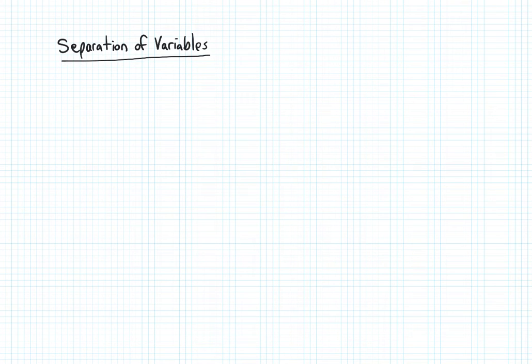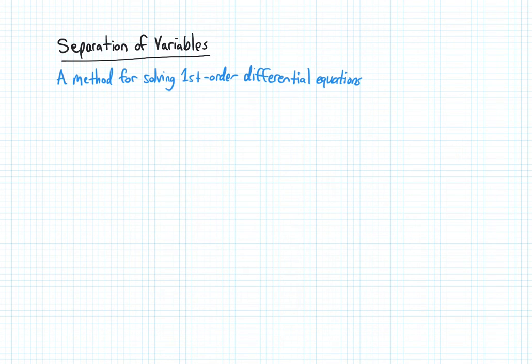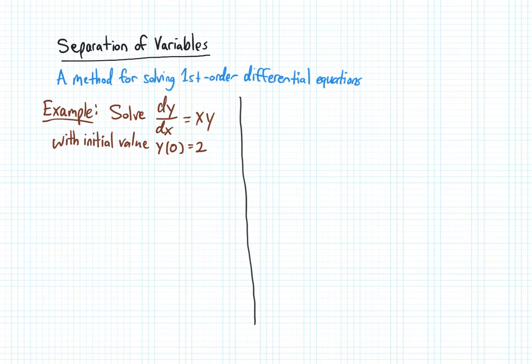Hey everyone. So today we're going to talk about separation of variables. What is separation of variables? It's a method for solving first-order differential equations that works pretty well in a lot of cases. I think it'll be best to work through an example while we go through the steps.